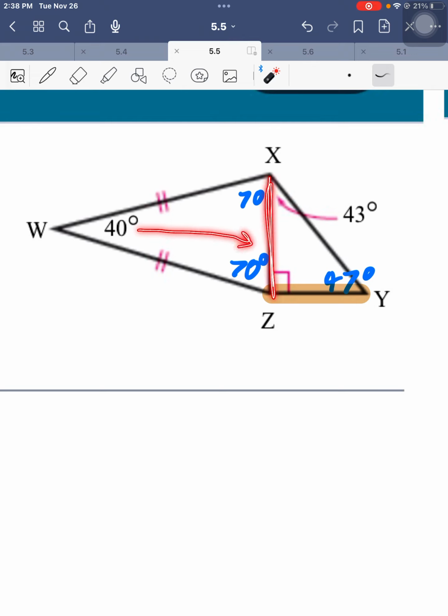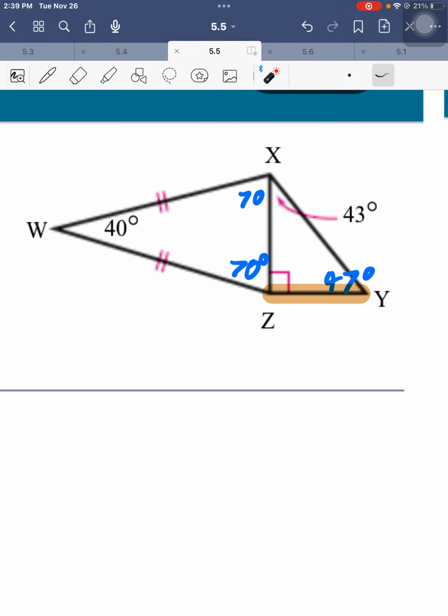So even though this XZ is 40, proportional to the 40 degrees, that's only speaking in this triangle. I want to speak about both triangles. Why? Because this XZ shares a side with this triangle and with that one because of the reflexive property of congruence. So yes, in this case, for this triangle, it's 40. For this triangle, it's 47. And when I compare 47 to this 43, which one's smaller? This one's going to be a little bit smaller.